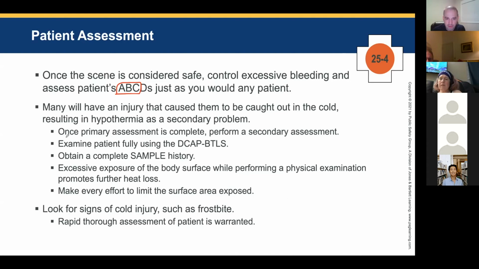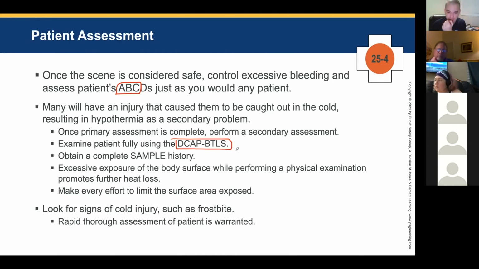So we want to do our primary assessment, which is our ABCDE exam, and then we want to move into our secondary assessment, which focuses on our DCAP BTLS. And let's go over DCAP BTLS. So what did DCAP BTLS stand for? Deformities, contusions, abrasions, punctures, burns, trauma, lacerations. Swelling? Swelling, absolutely. The only one I would change is T is not trauma, it's tenderness.